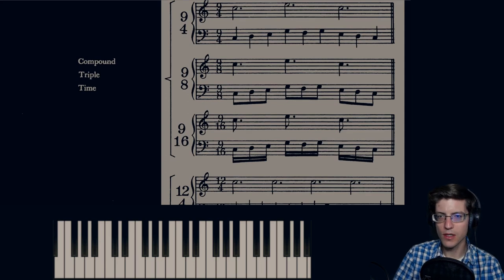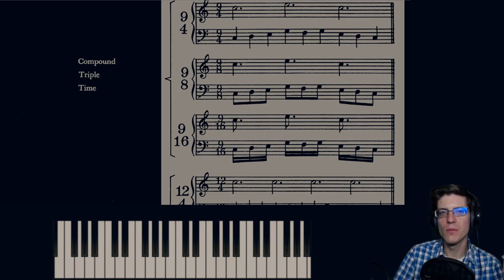So for 9/8 time, we know there are going to be 9 notes in the measure, and the note that's receiving the beat is the eighth note. So therefore, take 8, and you actually divide it by 2, and then that's the note that is receiving the dot.